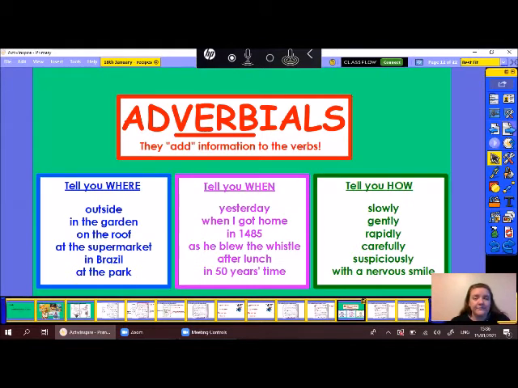An adverbial. Remember back to our learning last week, we looked at adverbials in Roald Dahl's story, and they can tell you where, when, or how an action happens. And you find adverbials all over recipes. They're everywhere.